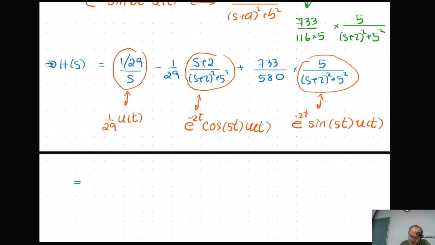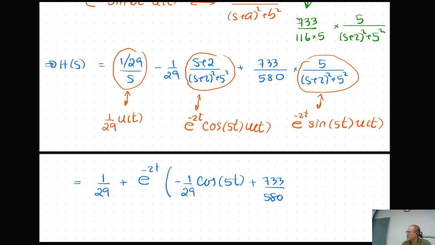So putting them all together, you have 1 over 29 minus 1 over 29 e to the negative 2t, plus e to the negative 2t, and the inside is minus 1 over 29 cosine of 5t and plus 733 over 580 sine of 5t, and then u(t). My numbers may not be correct, okay? You have to check it again.